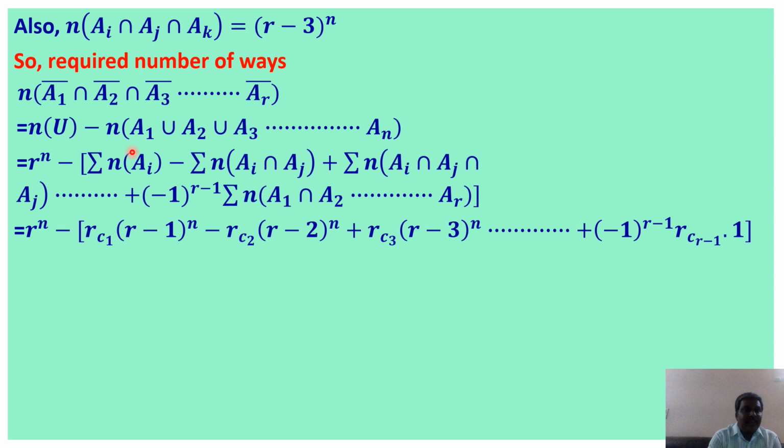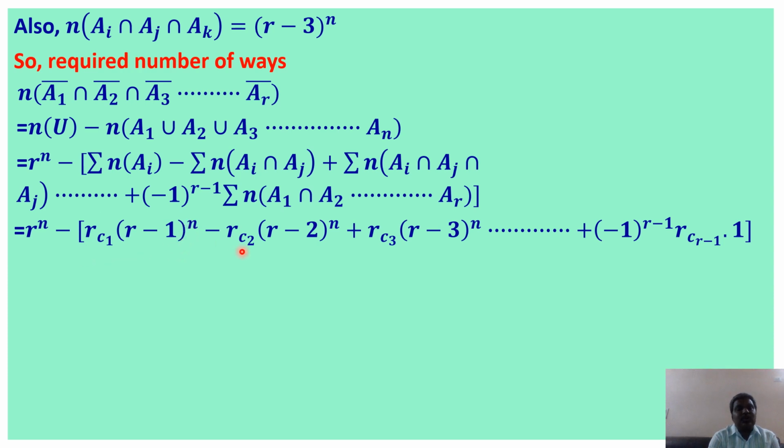So n of Ai: how many boxes are there? R boxes. How many ways can we select one box out of r boxes? rC1. That selected box is empty, which means it is not allowed to take any ball. How many remaining boxes are there? R minus 1 boxes. These r minus 1 boxes are filled with n balls. This can be done in (r minus 1) whole to the power of n ways. So rC1 into (r minus 1) whole to the power of n.